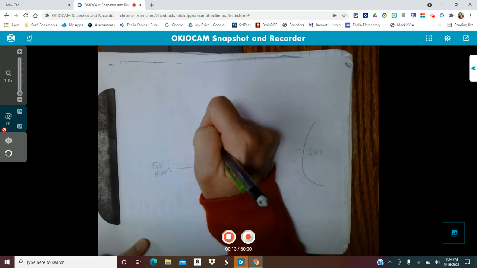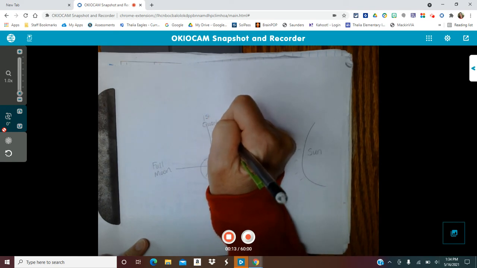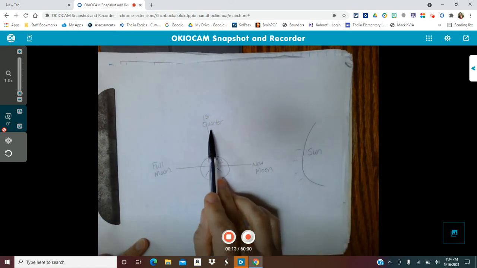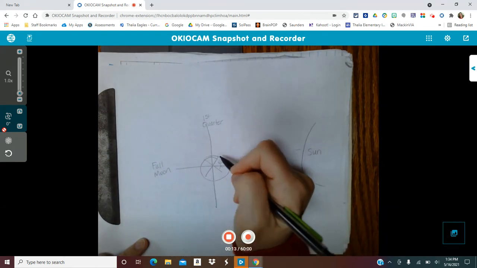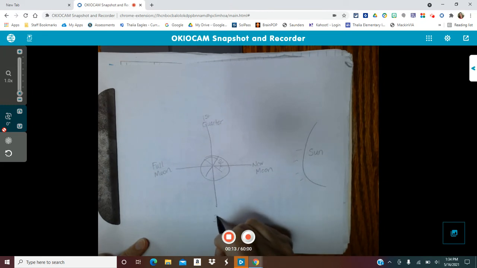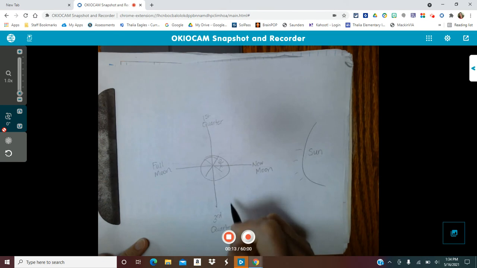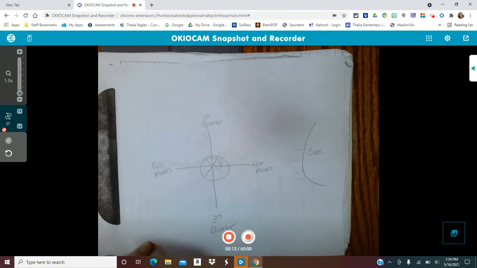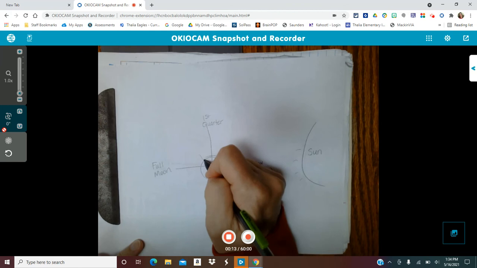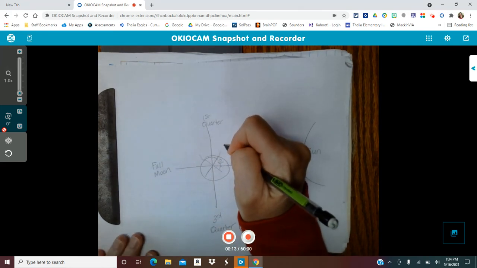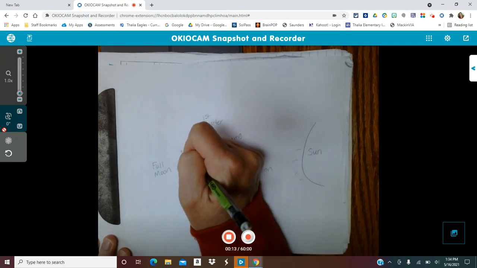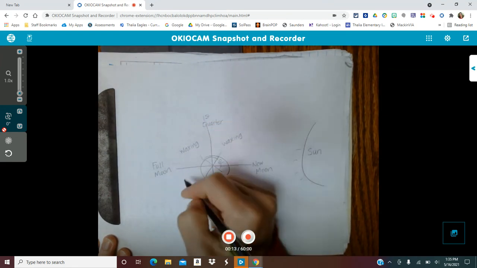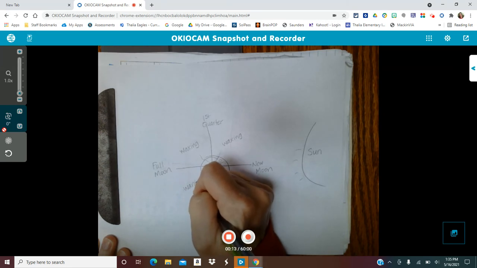First quarter is going to be up top this time because it's growing, appearing to grow and get bigger to the full moon. So opposite of first quarter is always third quarter. Now going for those in between. As it's getting bigger, it's always going to be waxing. Down on the bottom, it's going to be waning because it's getting smaller.